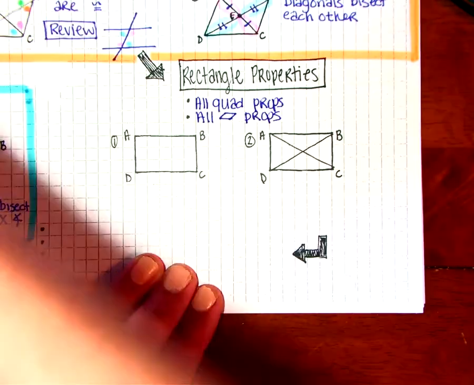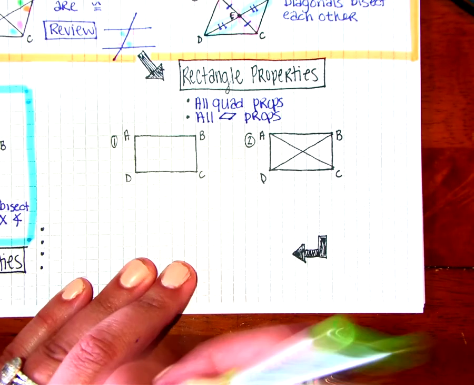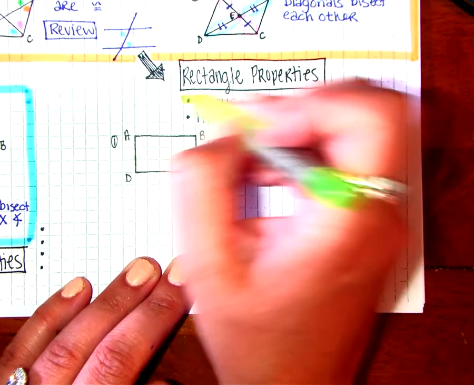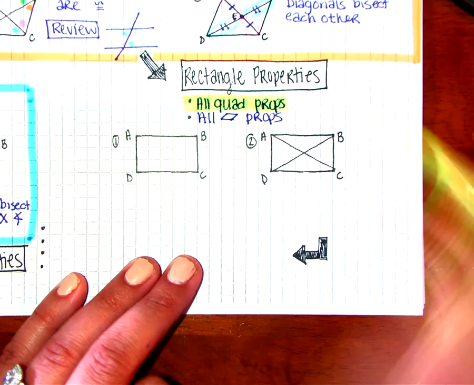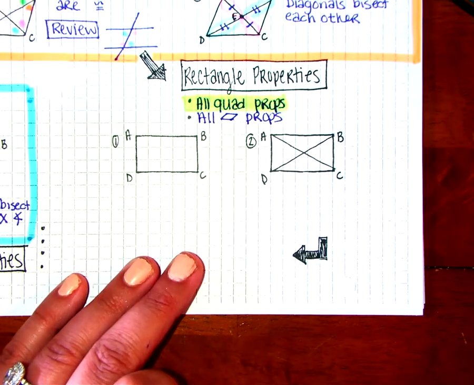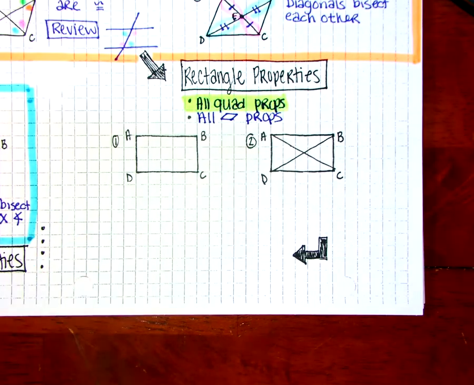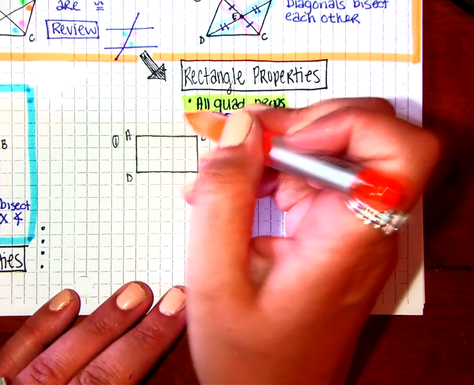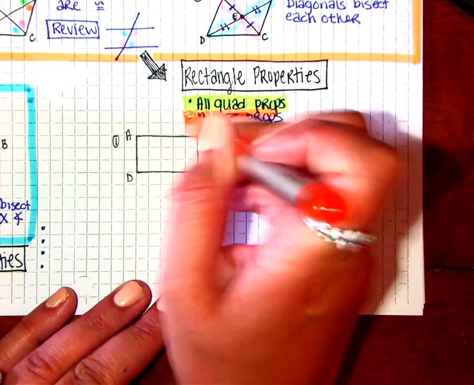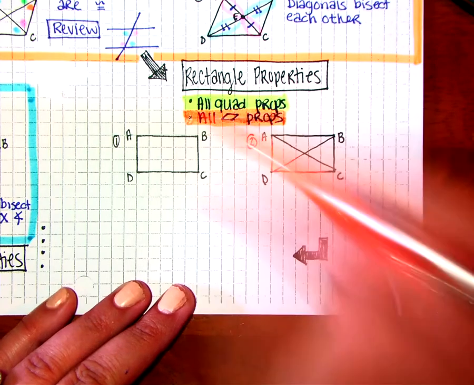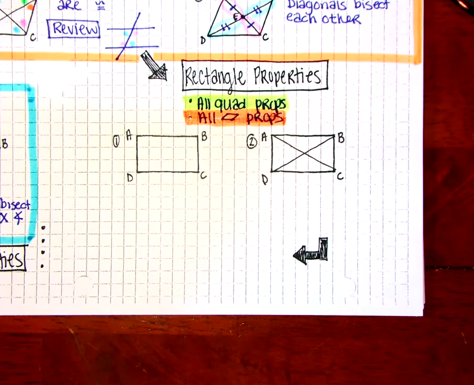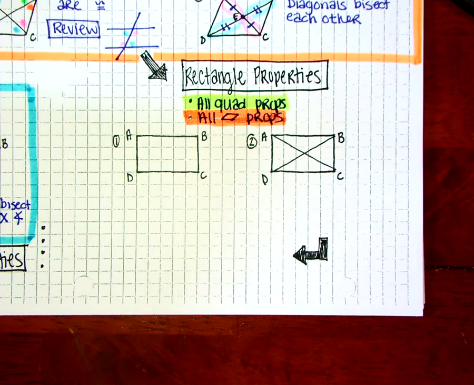The more you use the symbols, the easier this is. So quadrilateral properties, meaning all rectangles will have four sides. Okay, makes sense. We all know what rectangles look like. We also get all the parallelogram properties, meaning our parallel sides, opposite sides are equal, all of that stuff. However, the rectangle brings two properties that are uniquely its own.